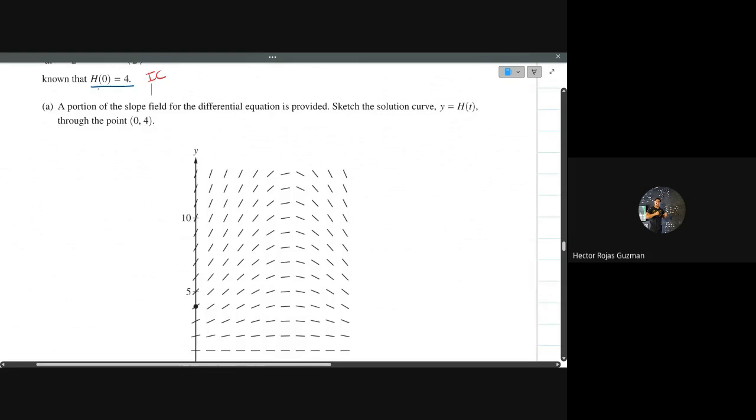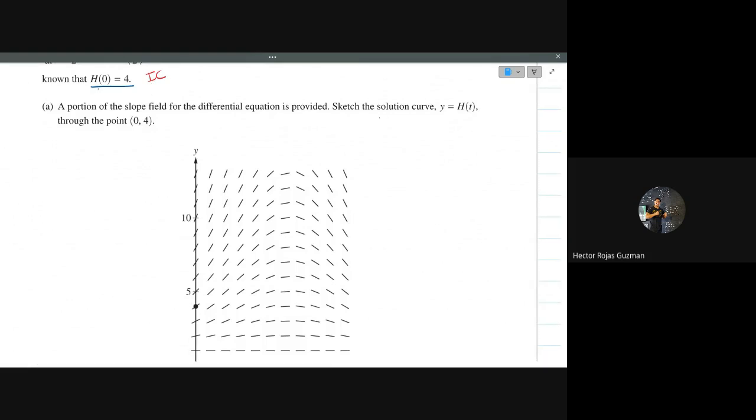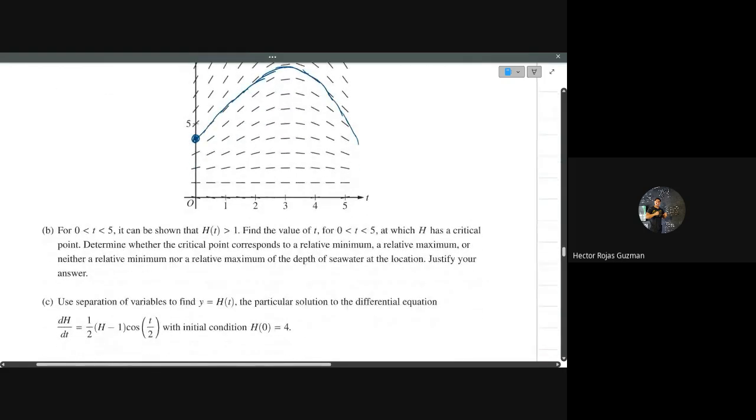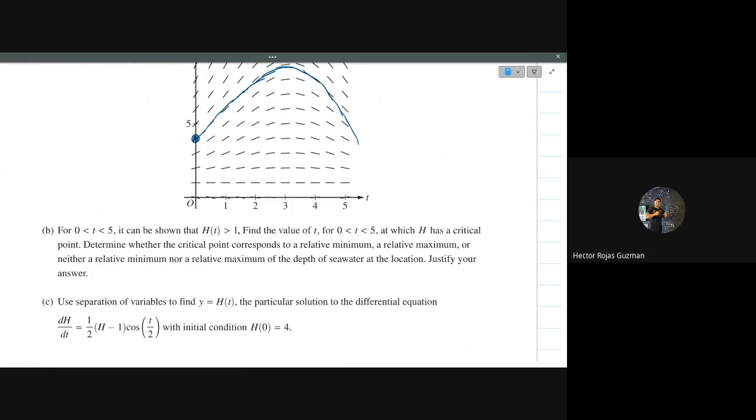We're given a slope field and we want to sketch a solution through the point (0, 4). So just go ahead and follow the slope field. And that's your solution. Part B. It can be shown that h of t is greater than 1. And yeah, you can actually see that from the graph, right? H of 1 is like right here, and then it is greater. Find the value of t between 0 and 5 where h has a critical point. Is it a minimum? Is it a maximum? Or neither?